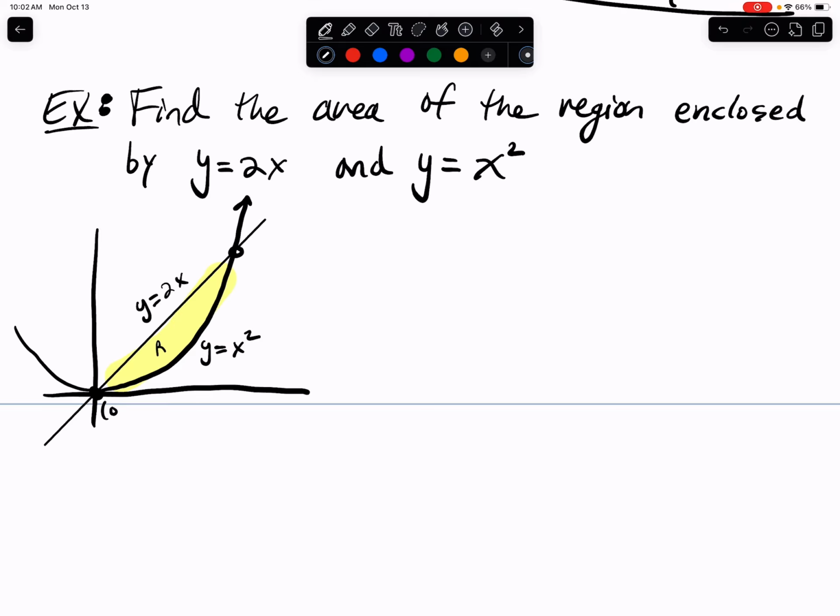Okay, so they cross at (0, 0). And where else do they cross? 2x equals x squared when x equals 2. So (2, 4) is the other place that they cross. Okay. Let's see here.